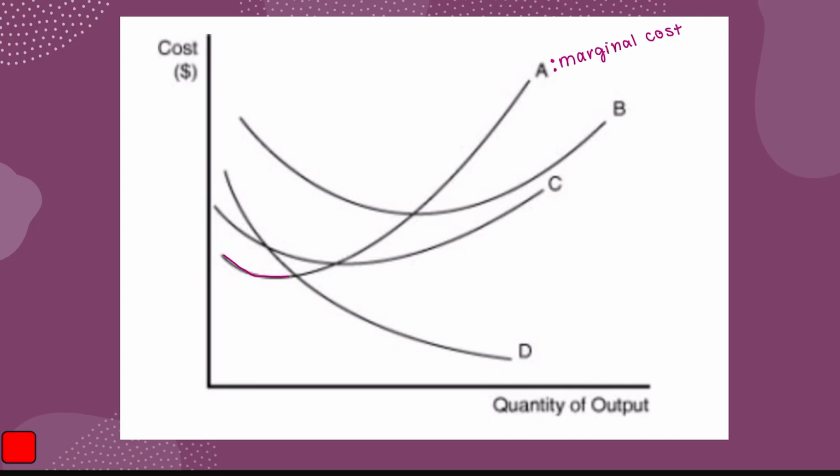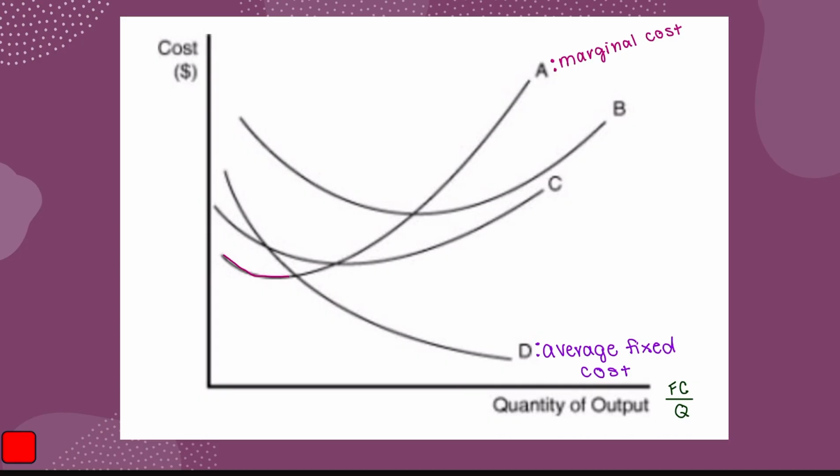Next, we're going to look at curve D. And curve D is our average fixed cost. And curve D is always decreasing because average fixed cost is defined as fixed cost divided by quantity. And as our quantity keeps increasing as we move to the right of our quantity of output, then this curve is going to continuously get smaller.